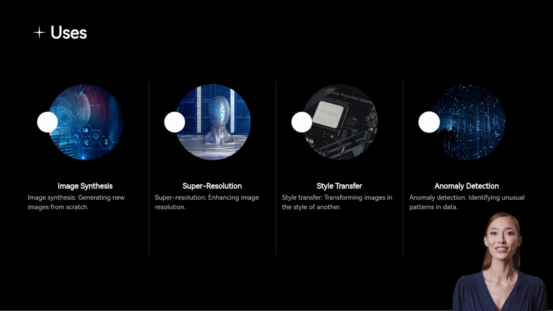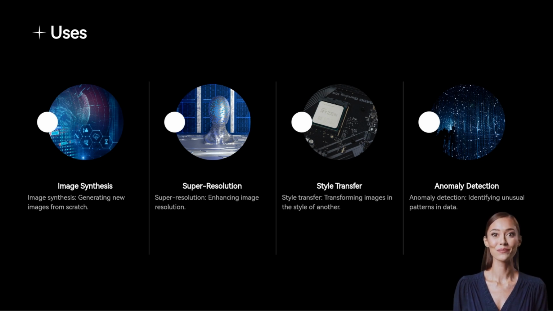Image synthesis. They can generate entirely new images from random noise or latent space vectors. For example, GANs have been used to generate realistic faces, landscapes, and other objects. Super resolution. Generative models are also used for image upscaling, where low-resolution images are enhanced to higher resolutions while preserving fine details. This is useful in fields like medical imaging and satellite imagery.